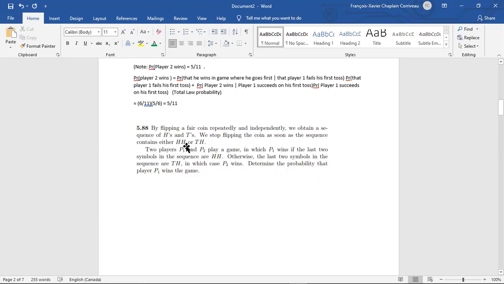So there are two outcomes here. We look at the ending of the sequence. So we flip the coin a bunch of times and we stop whenever the end was head-head or tail-head. So we flip the coin a bunch of times until one of these two things happens. Player 1 wins if this happened, and otherwise player 2 wins if this happened.